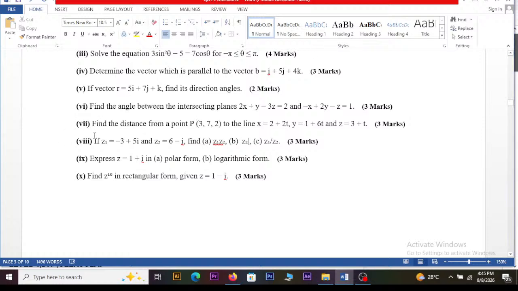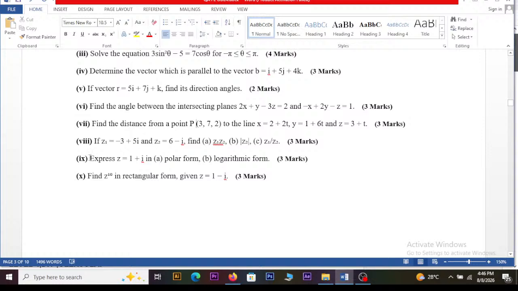Then question 1 Roman 8. If Z1 is equal to negative 3 plus 5i and Z2 is equal to 6 minus i, find Roman A, Z1 times Z2, B, magnitude of Z2, C, Z1 over Z2. And the total marks is what? 3 marks. Kwa hili swali ni swali linalopima uelewa wako wa topic inaitwa complex number. So this question tests your understanding about complex number. Read after me. 1, 2, 3.